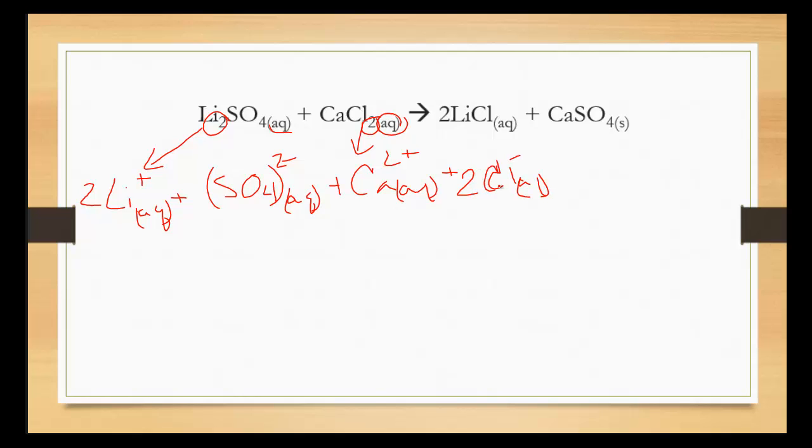Yields. I have aqueous here. I have a 2 in front, so I'm going to put 2 Li plus AQ. And that 2 goes to the chlorine as well. And I'm running out of room, so I'm going to put it on the next one. I see that says solid, so I'm going to keep that as a solid. CaSO4.